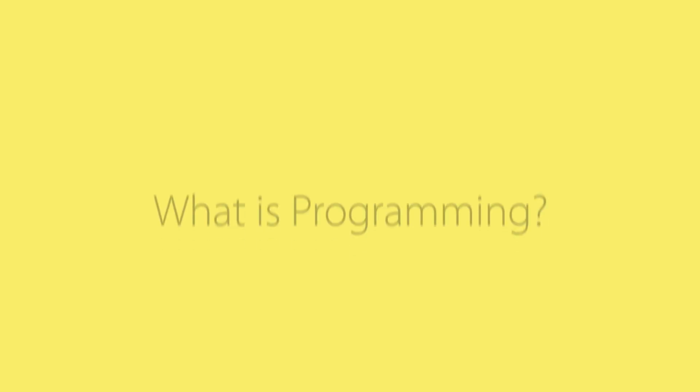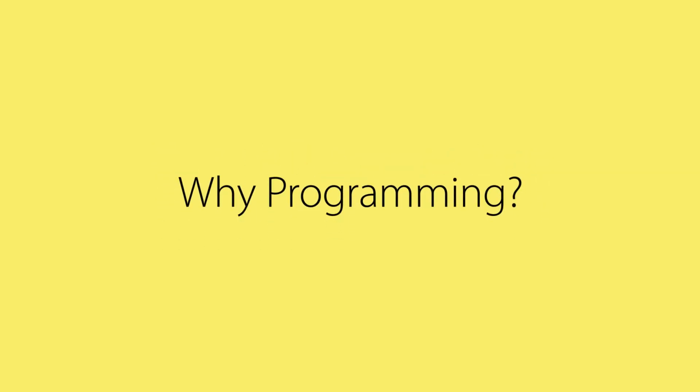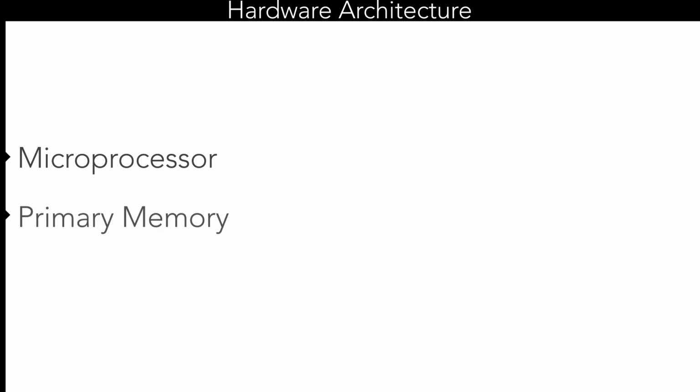So now you know what is programming and why you should learn it. Let's dive deeper and look at how a computer basically performs by checking its hardware architecture. There are three major components you should know about. These are the microprocessor, primary memory which is RAM, and secondary memory which is the hard disk.